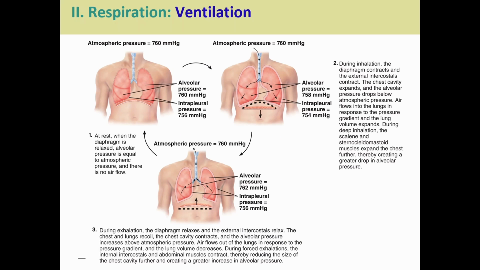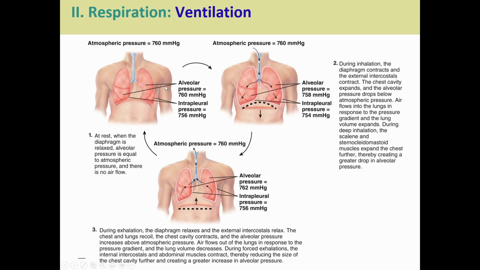So here we're looking at just the cycle, right? Atmospheric pressure is about 760 millimeters of mercury, and that's not really going to change. What's going to change is the pressure that we have inside the lungs. So what we find is that the alveolar pressure is about 760, matching the outside, but the intrapleural pressure is 756.